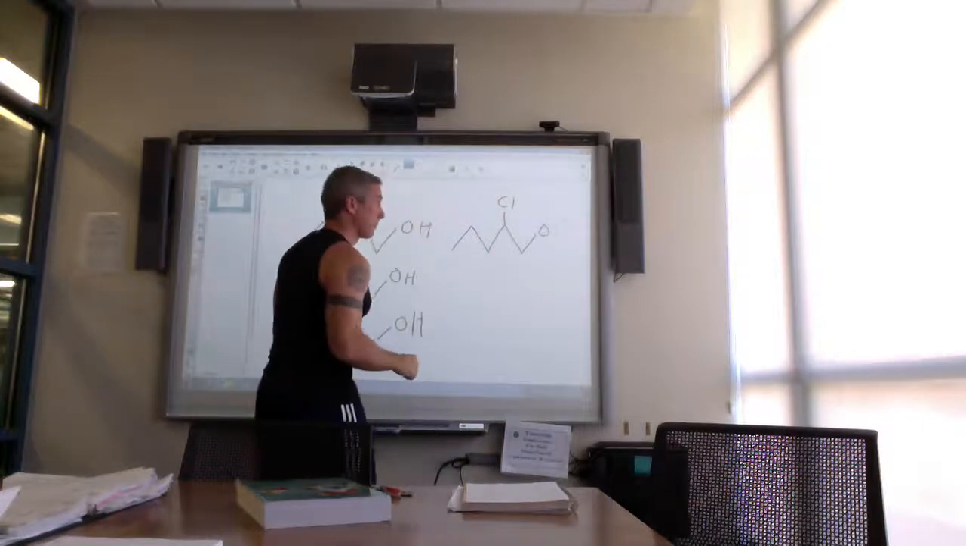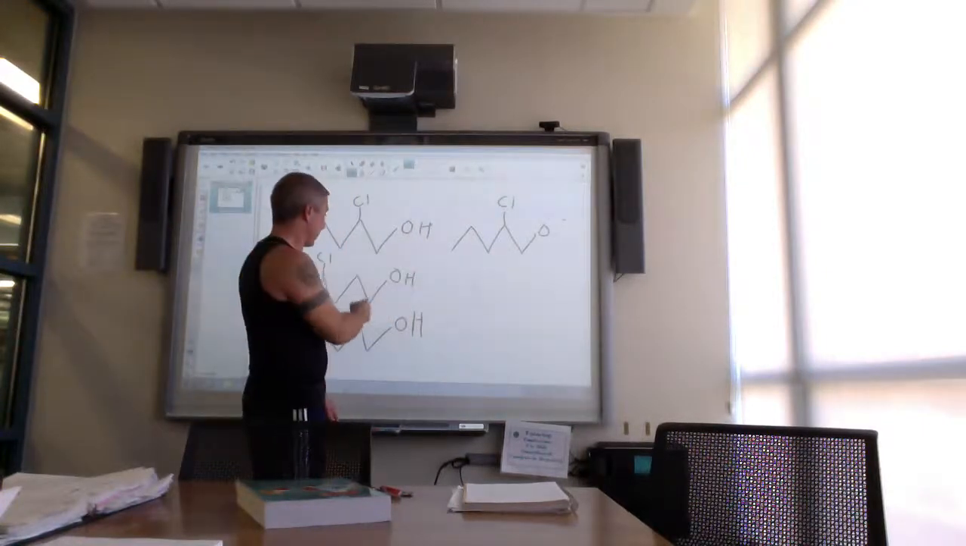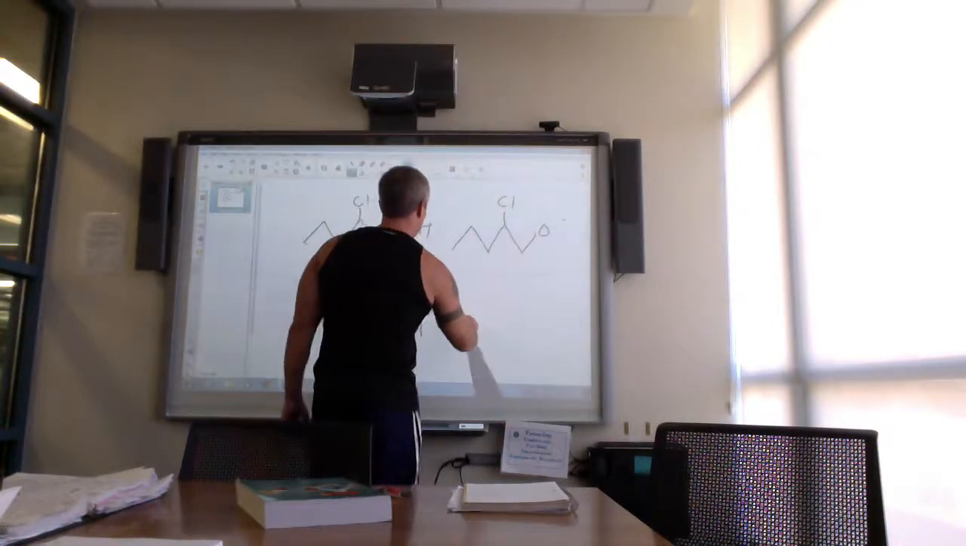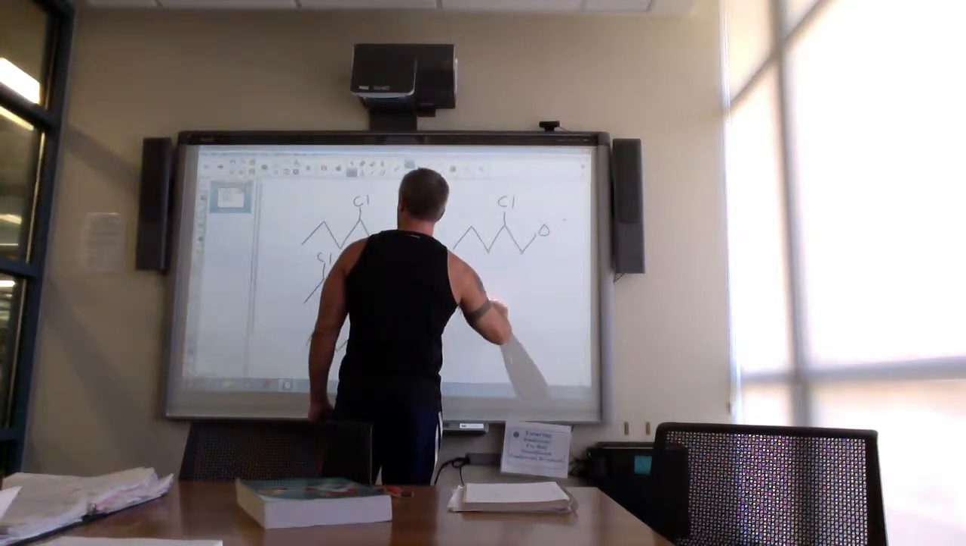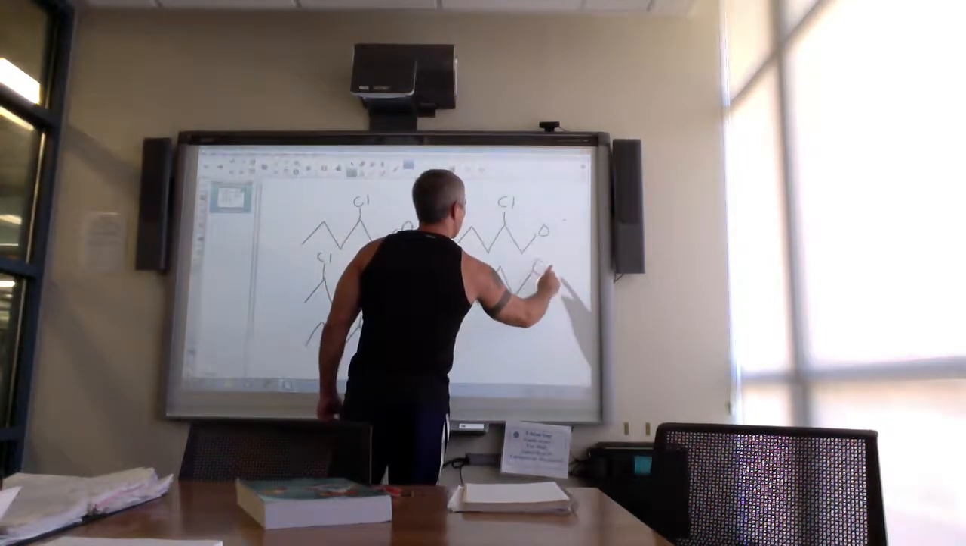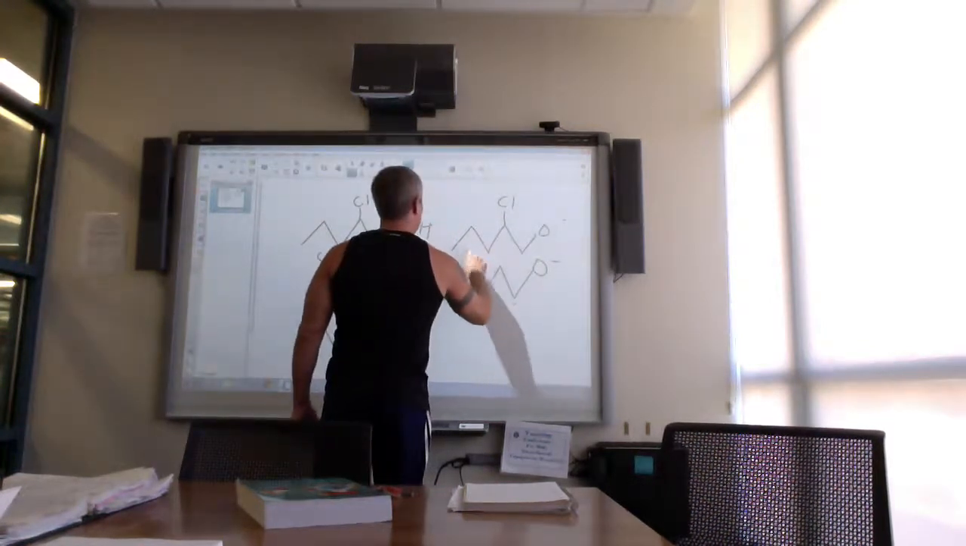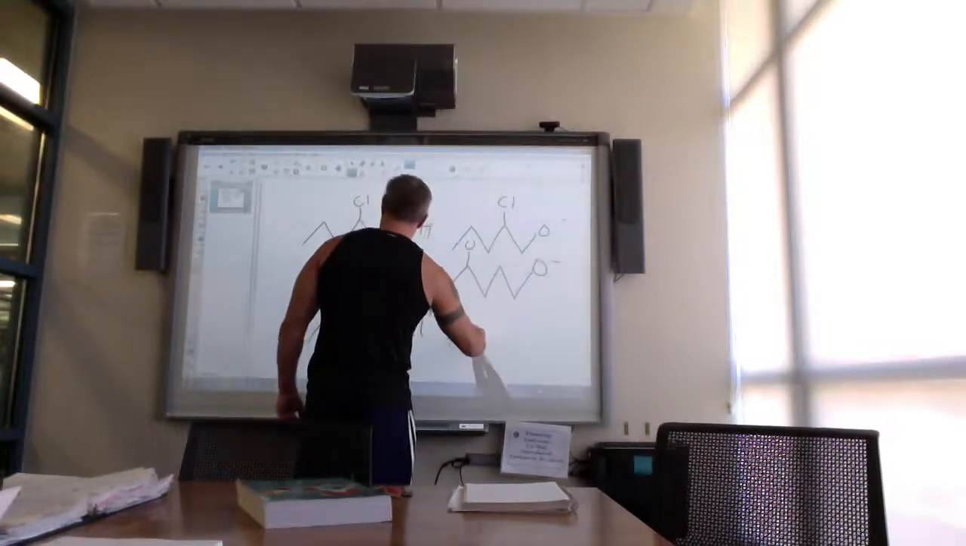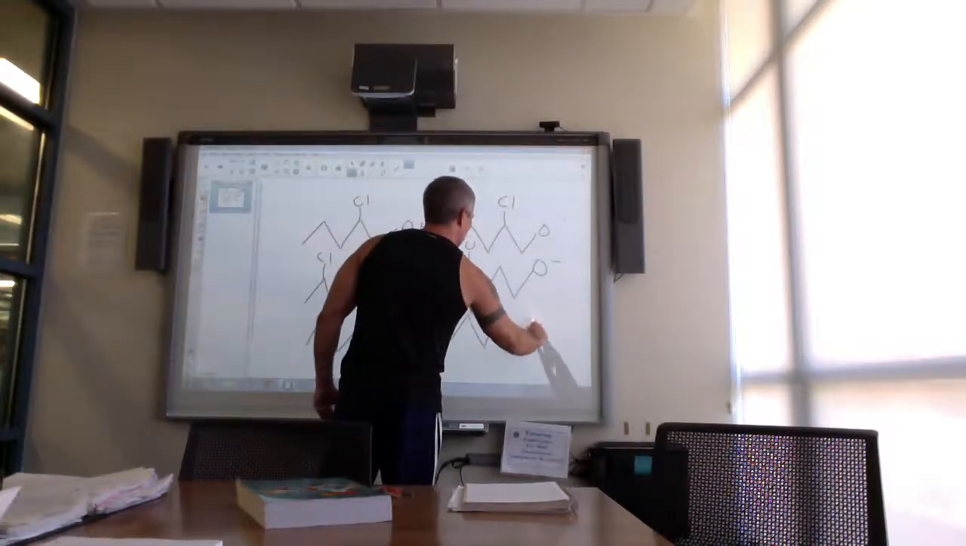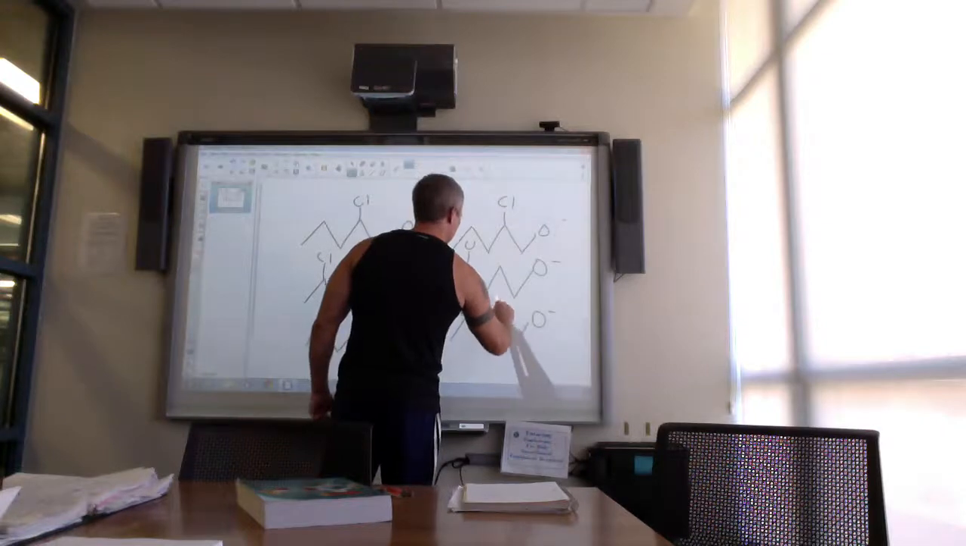Cl, right? These all look the same with the H off except for the substituents, right? 1, 2, 3, 4, 5, O, and then that has Cl here. And then I go 1, 2, 3, 4, 5, O, and that has F here.